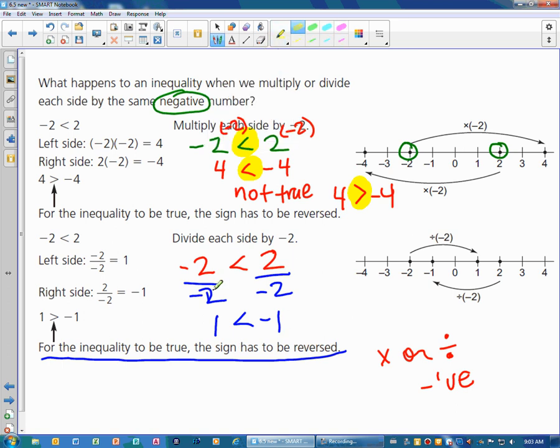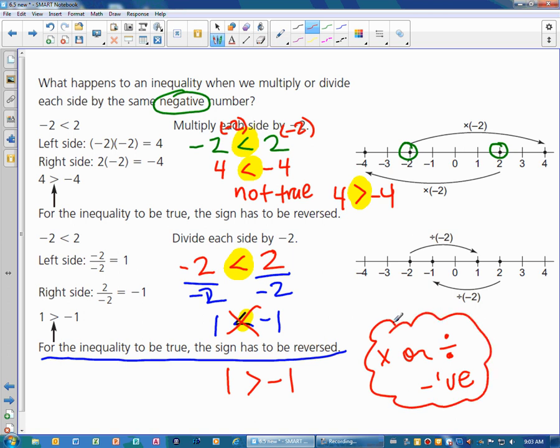So hopefully you remember, hey, wait a second, I'm dividing by a negative value. When I divide by a negative value, I have to switch the direction of my sign. My sign has to go this way now so that my inequality will be true because 1 is greater than negative 1, not less than. Okay? So, have to remember that rule. When you multiply or divide by a negative number, you have to switch the direction of the sign. Just make it face the other way.